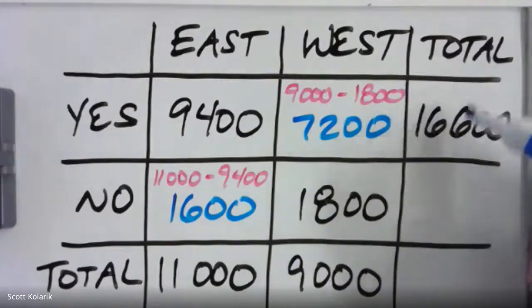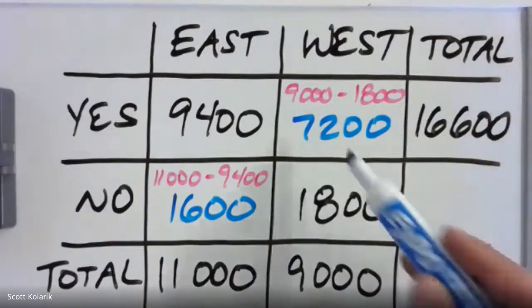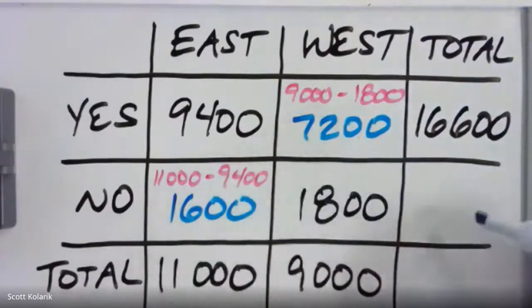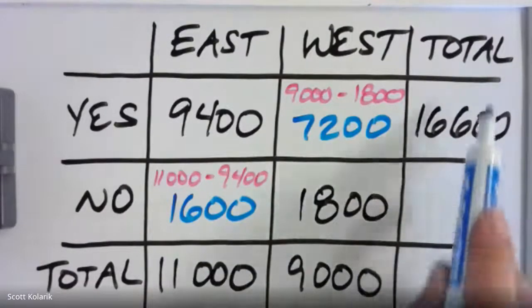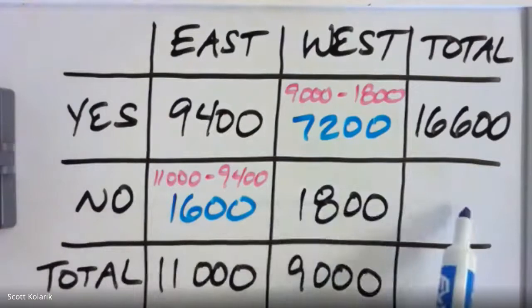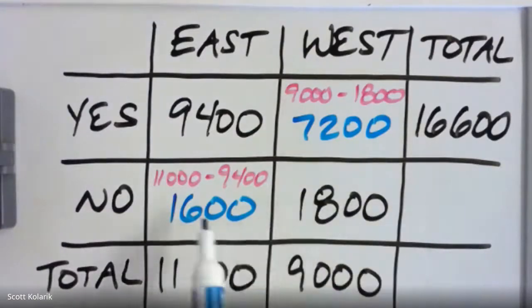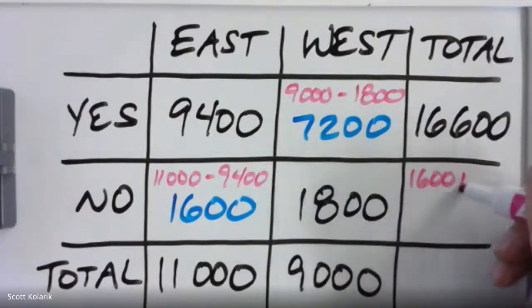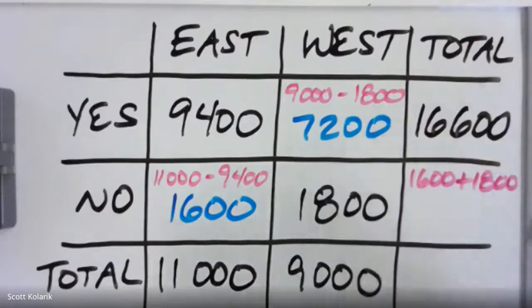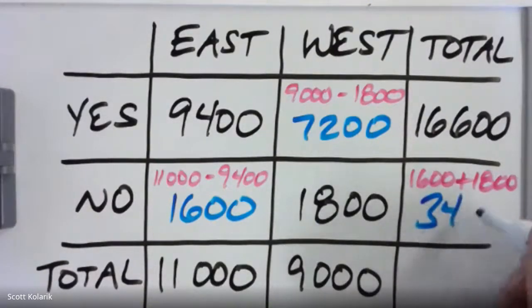All right. And now for my total columns, this is where it's going to be a slightly different thing. These will not be subtraction. These will actually be addition, because what this box represents is how many total people said no, regardless of region. And for that, I just have to add these 2 guys together. So 1,600 plus 1,800 would be how I'd calculate this box. And when I add those 2 together on a calculator, it would spit out 30,400 people said no.